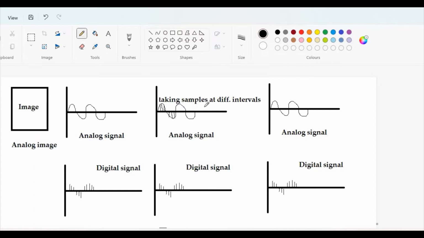so this is your timeline, right? Like time. Okay, so at different intervals, you take these samples. These are the samples taken. Okay, and if you go like this, you'll see that the original signal can be constructed, right? The original signal can be constructed.